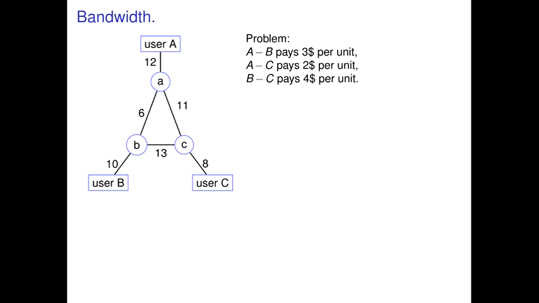So if you can route some amount of bandwidth between A and B, if you route 5 units, you get 15 dollars, or 5 times 3. And B to C pays $4 per unit. Okay? Now, we want to make sure that every pair gets at least 2 units. Okay? You can't freeze anybody out. Okay? So what should the variables and constraints be?